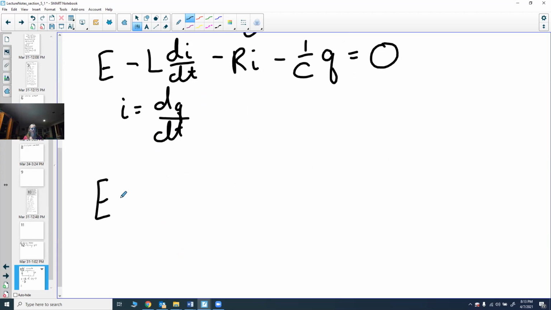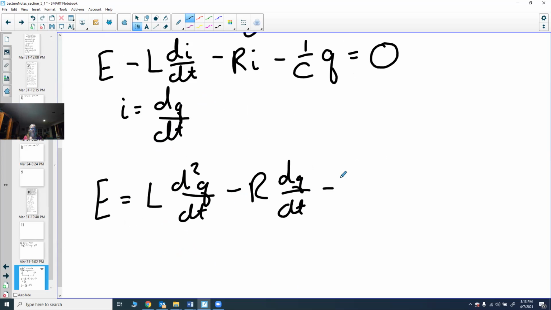So E, I'm going to go ahead and get E by itself. So I'm going to take everything to the side. E would equal L times the second derivative of charge minus R times the first derivative of charge minus 1 over C times charge equals 0. Sorry, it doesn't equal 0 anymore because we let it equal E. And since I let it equal E, I should have made these positives. Sorry about that. We make those positives. And this looks a lot like our equation that we had for springs, similar ideas.